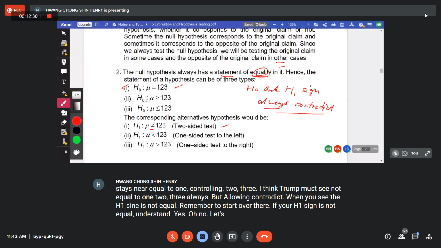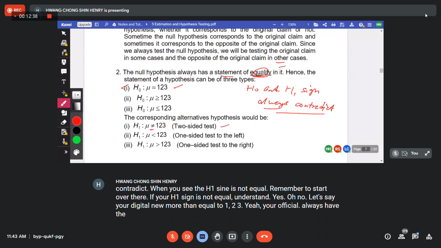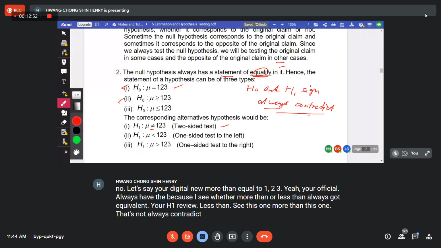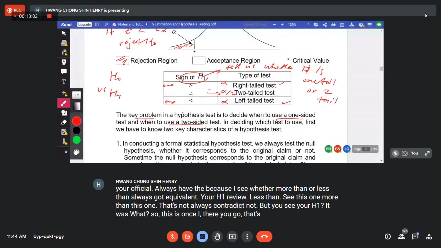Let's say your H0 is mu more than or equal to 123. See, your H0 always has the equal sign, whether more than or less than. Your H1 will be less than. This one more than, this one less than, always contradict. But your H1 has no equal sign. So this is one-sided, less than. Alpha does not need to be divided by 2.